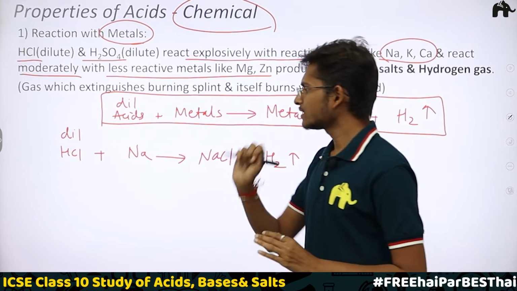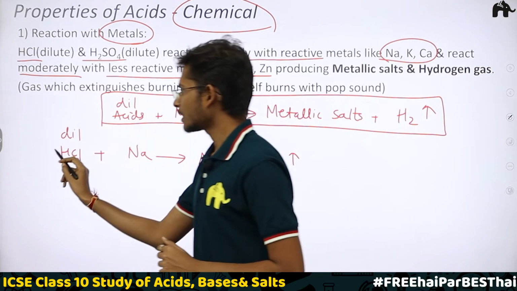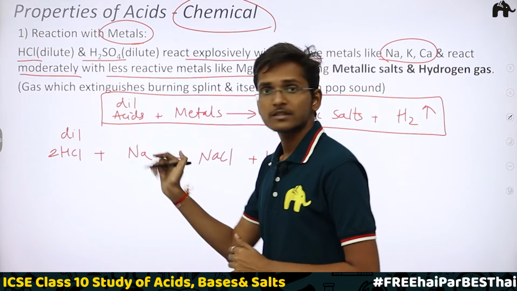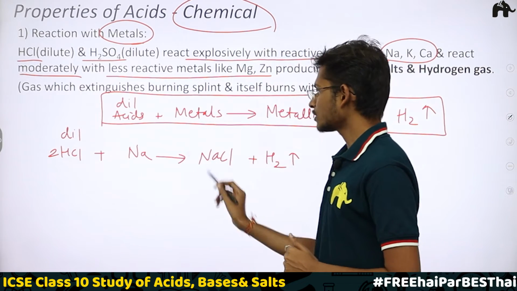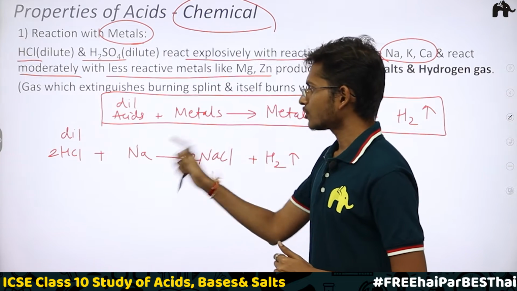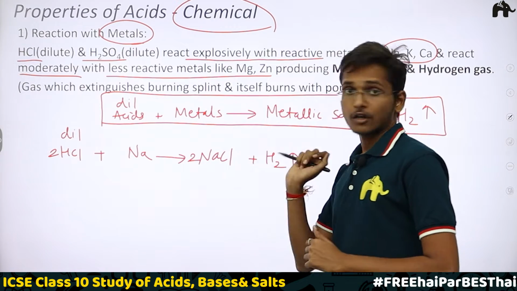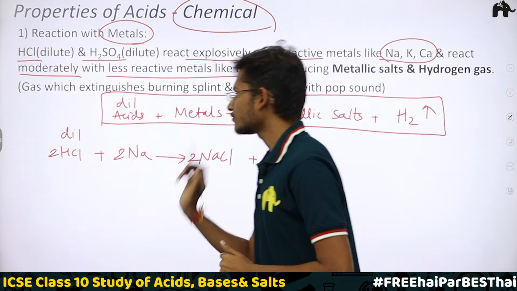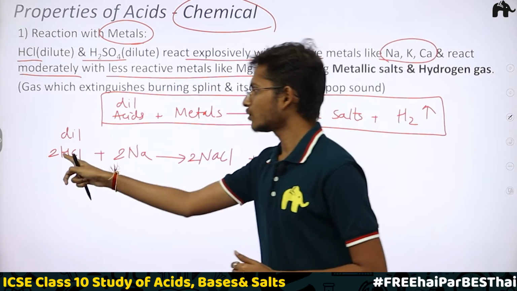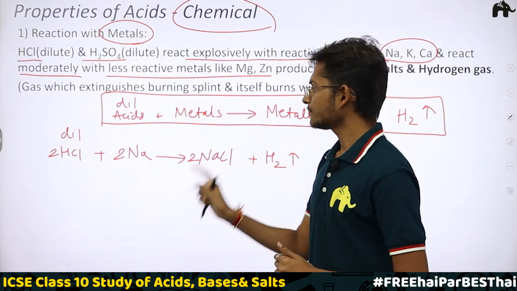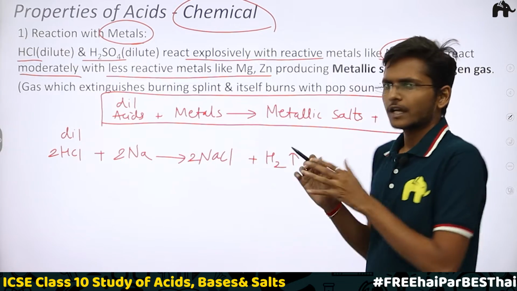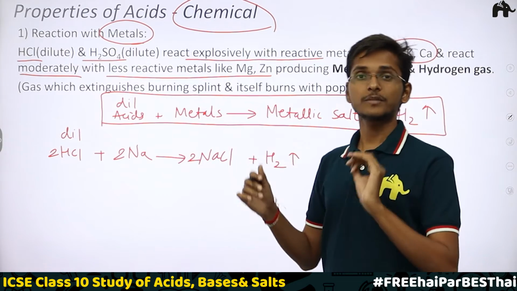Now let's balance it. There are 2 hydrogen atoms, so I would make it 2 here. Then there are 2 chlorine atoms on that side and only 1 chlorine atom here, so I make it 2. Then sodium: only 1 sodium here and 2 sodiums on the other side, so I make it 2 sodium. Now everything is balanced: 2 hydrogens, 2 chlorine, 2 sodium on both sides. In this way you have to balance. I know you know how to balance because you have studied it in your previous grade.